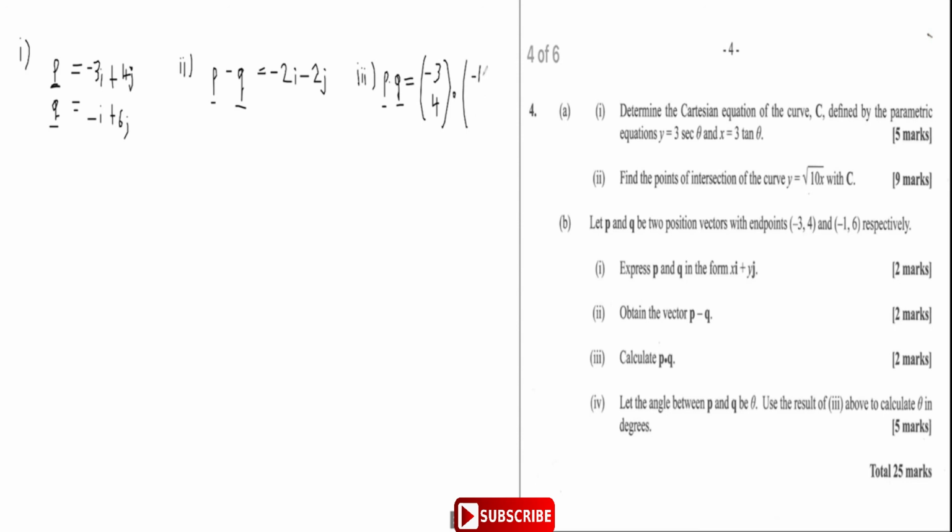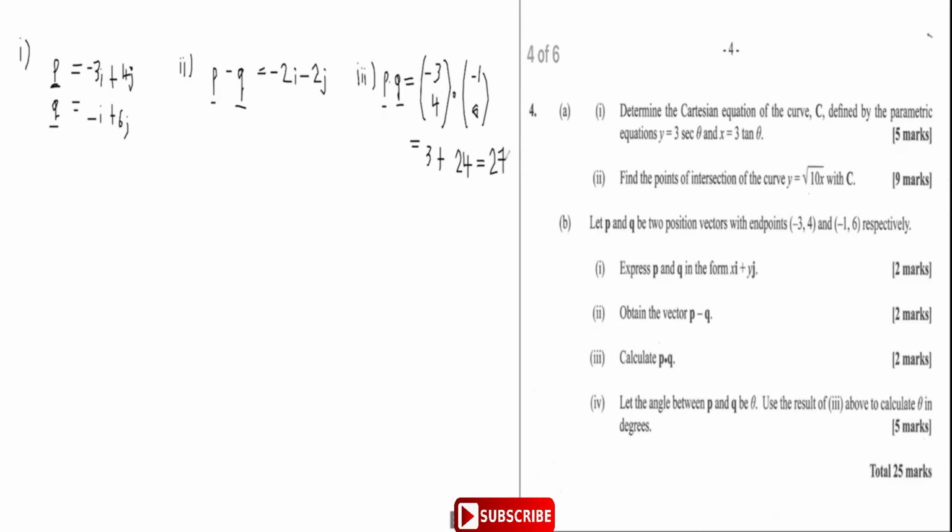This is going to work out to be minus 3 times minus 1. Minus 3 times minus 1 is 3, plus 4 times 6, which is 24. 24 plus 3 is 27. All right, so that's p dot q, 27. Nice and easy.